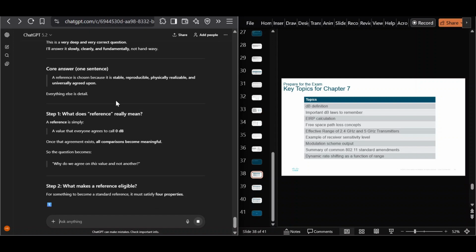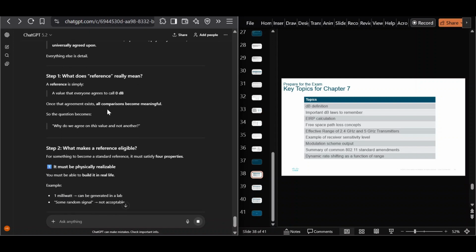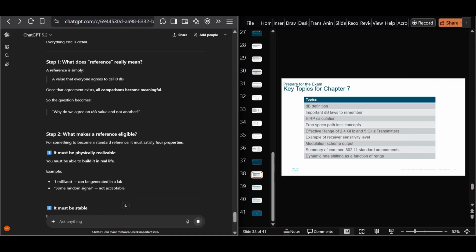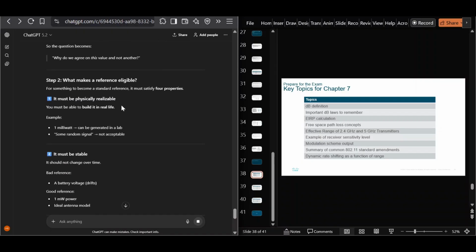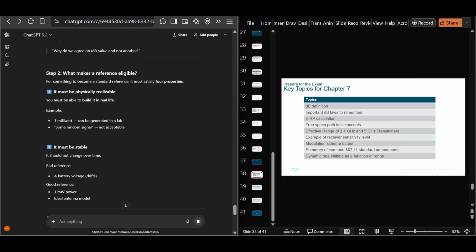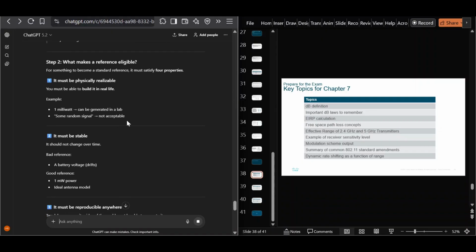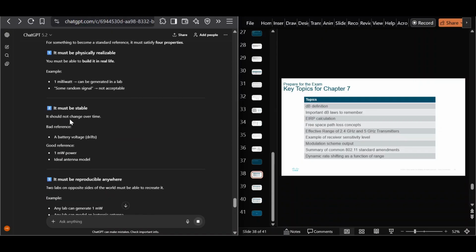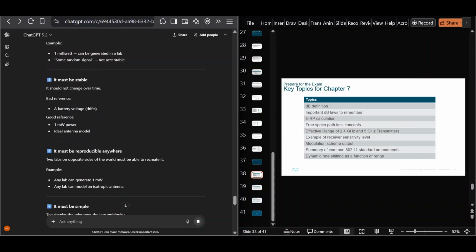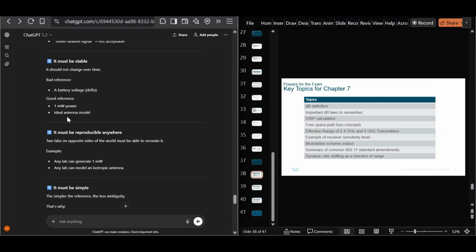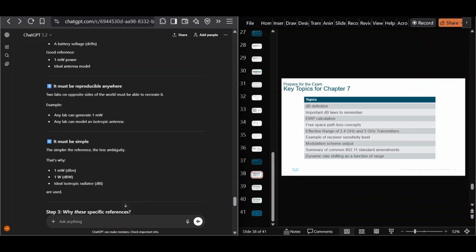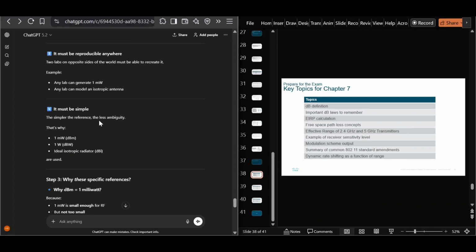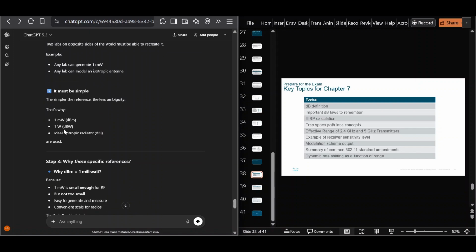Because everyone agrees on this reference, calling it 0. Once that agreement exists, comparisons become meaningful. 1 milliwatt can be generated in an amplifier somewhere, and it should not change over time, like a battery voltage. So this is the reference. Two labs on opposite sides of the world must be able to recreate it. Any lab can generate it. It's simple, the simpler the better, 1 milliwatt or 1 watt.